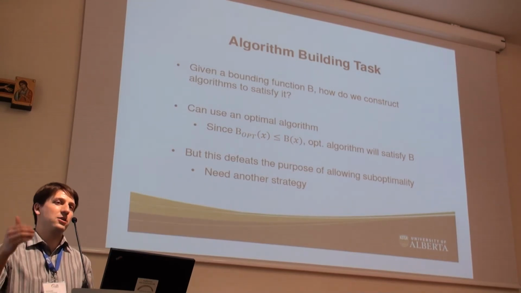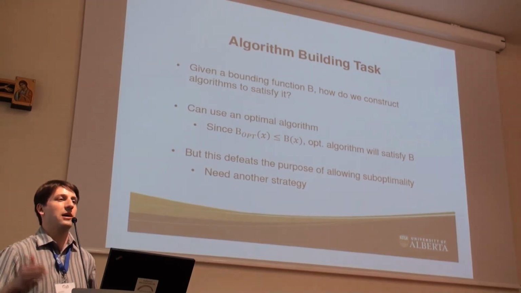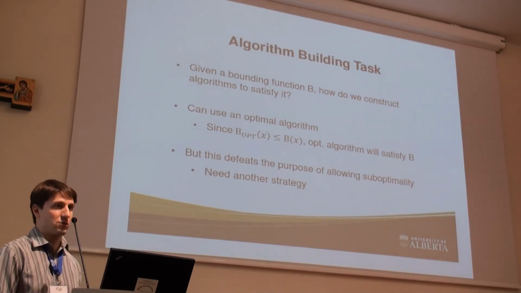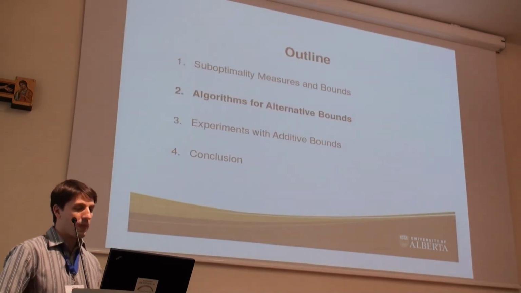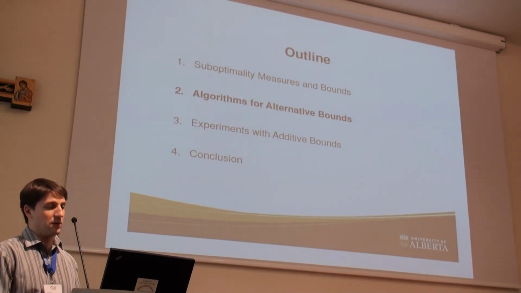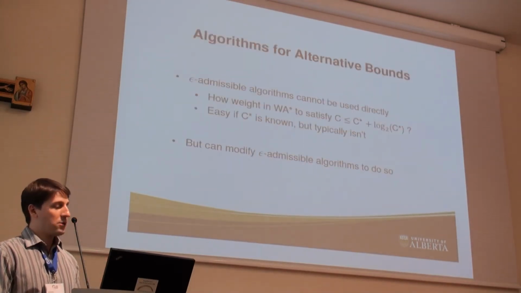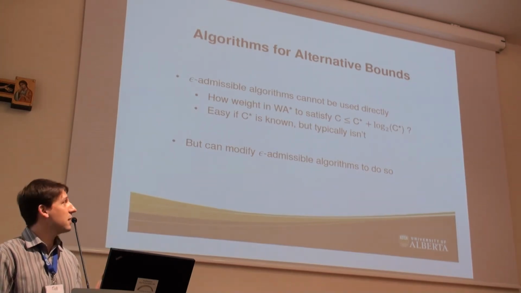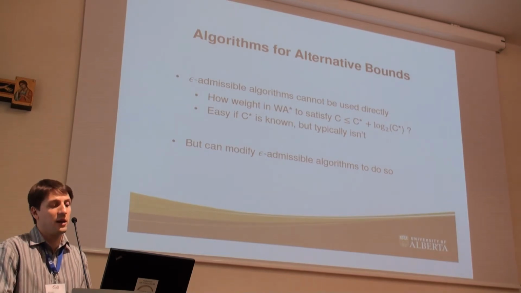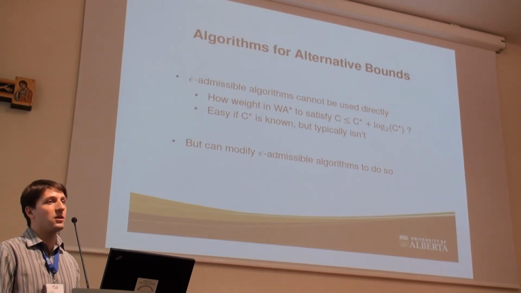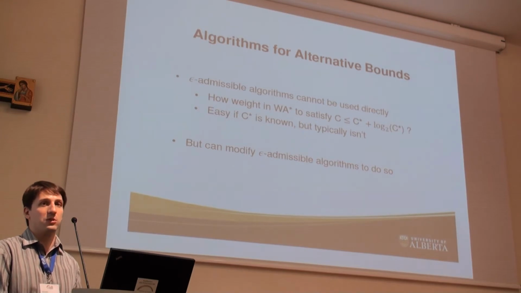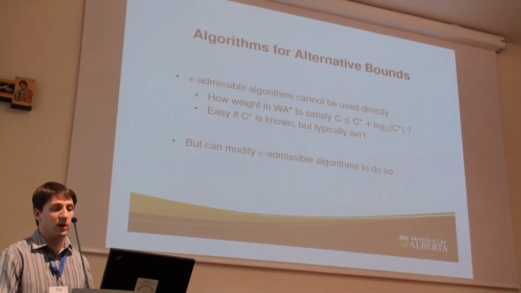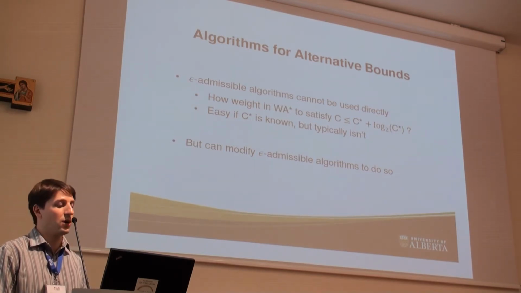So we need another strategy which will hopefully trade off this fact that you're allowing for additional suboptimality in exchange for perhaps a faster search or a less resource-intensive search. We're going to get to that now, how we're going to build these algorithms. I just want to point out that epsilon admissible algorithms cannot be used directly. For example, if I have this type of solution quality requirement and I want to use WA star, it's not at all clear how I would set W unless your optimal solution is already known. If it's not, then I don't know what weight would correspond to that sort of solution quality requirement.